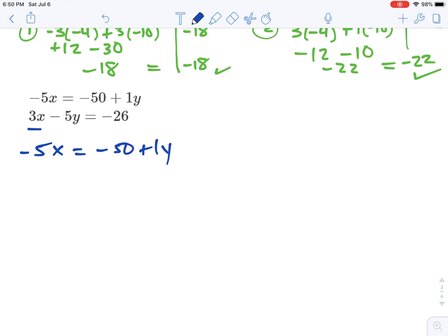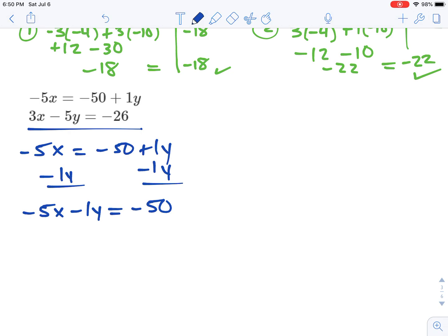We're almost like this one, except the y's are in the wrong spot. So I'm going to move those over by just using the opposite operation. -1y. And I get -5x minus 1y equaling -50. That's the same as the first equation. It's equivalent. It's just rewritten so it's all lined up like we like. X's, y's, equals number, constant.